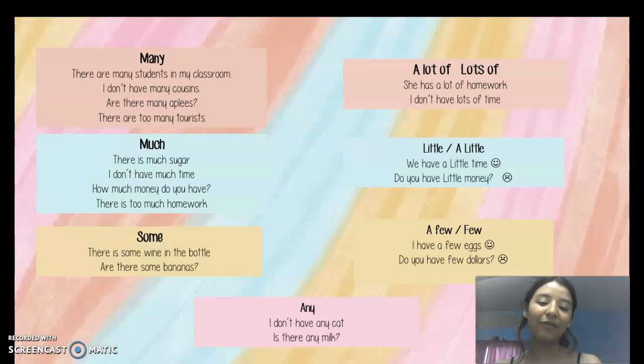A few and few. We use a few and few in the same context as a little and little, but we use few and a few with countable nouns. In the same way, a few is a small quantity, but it's okay, and few is a small quantity and it's not okay. As an example, I have a few eggs, and it's okay. I don't have a lot of eggs, but I have the necessary. Do you have few dollars? And it's bad.